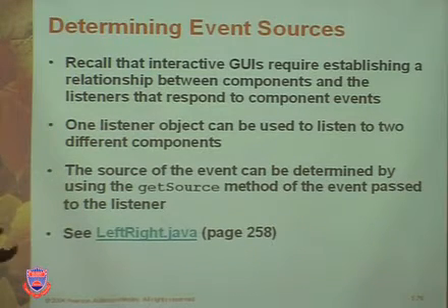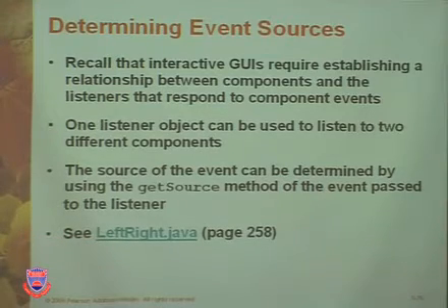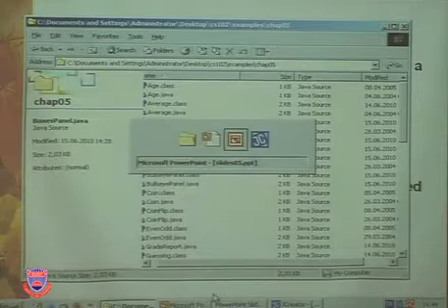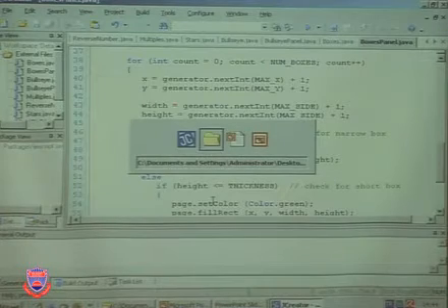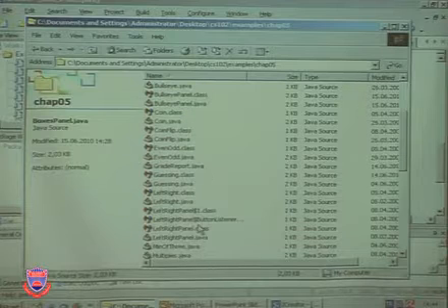So let's say there are two buttons. Which button has been clicked? We will be doing something based on that decision. So we will see the LeftRight.java, which has two buttons basically, and then based on the button that has been pressed, we will be updating a label. So let's see this code. Left, right.